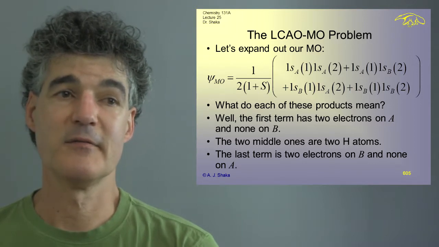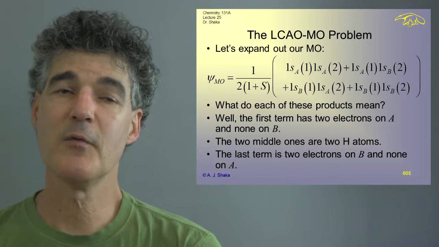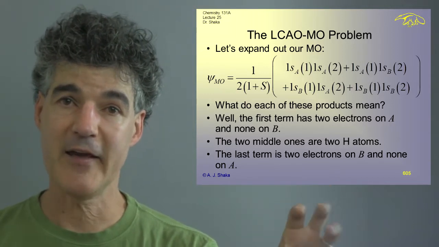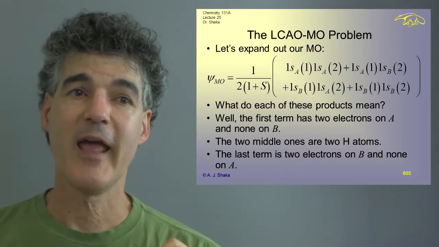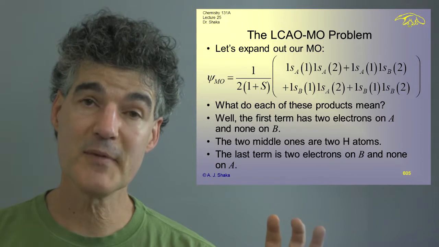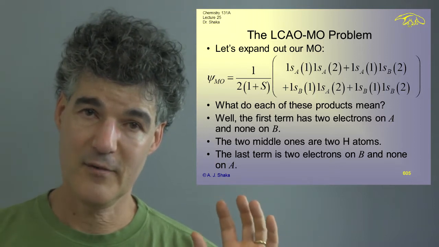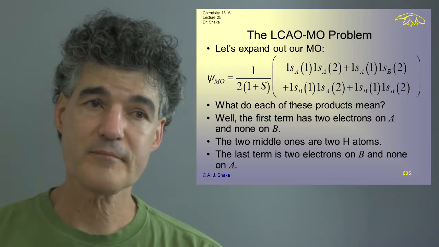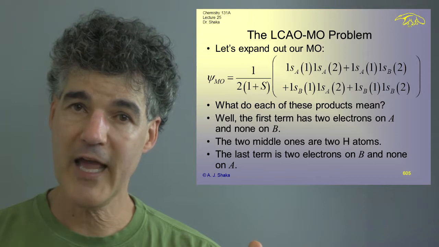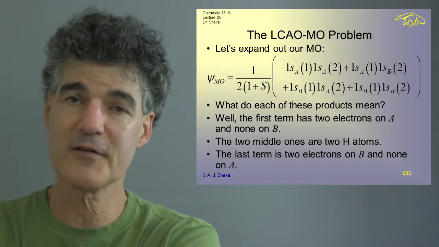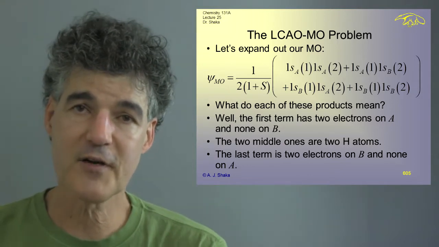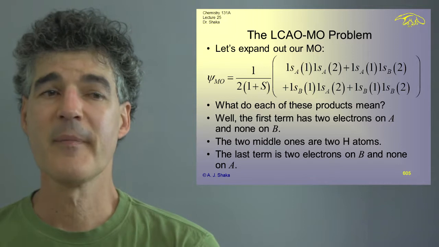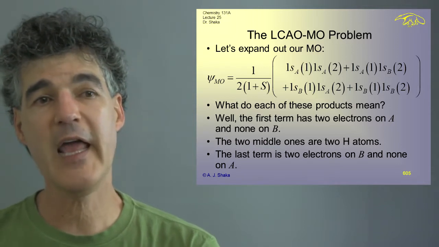Well, let's just look at them. The first term, 1SA1, 1SA2, what does that mean? Well, that means both electrons are on nucleus A. That's what that term means. And that means there's none on B. This first term, which is 25% of the total, is 2 electrons over here and none over here. And then what we've got in the middle is 1 electron on A and 1 electron on B, and then 1 electron on B and 1 electron on A, just the other way around, because we're labeling the electrons, but that's the same. And then the final term here, which is another bad one, is 2 electrons on B and none on A.